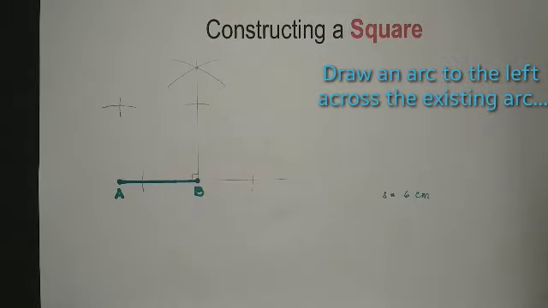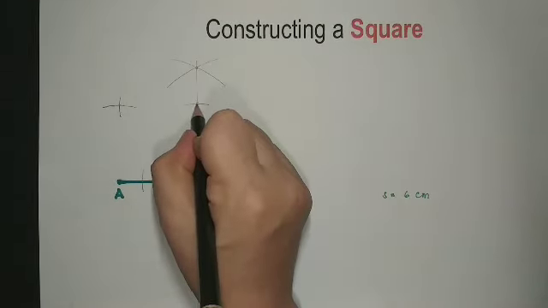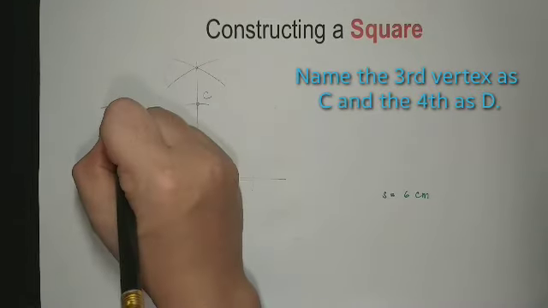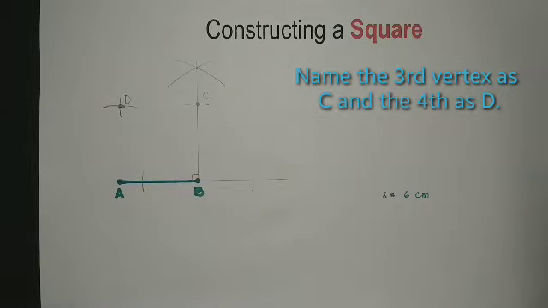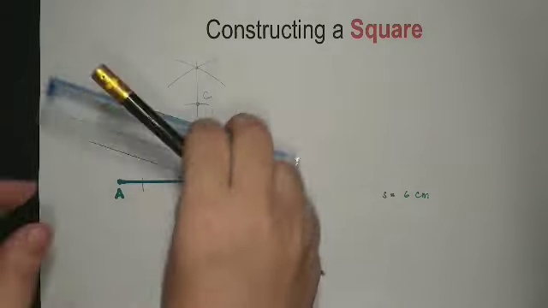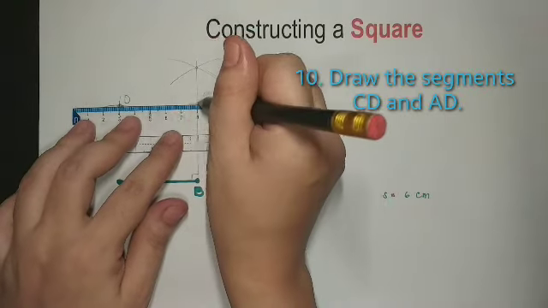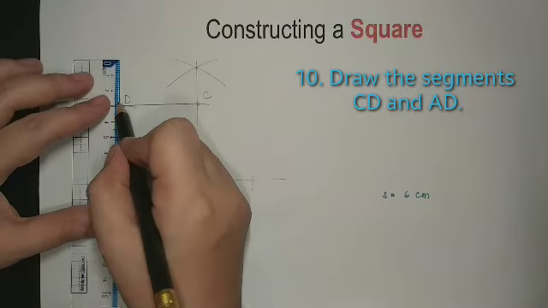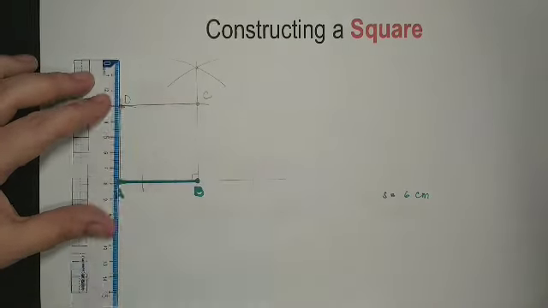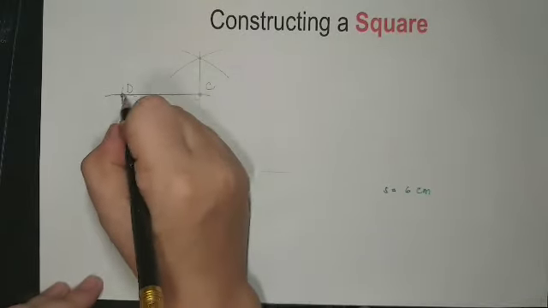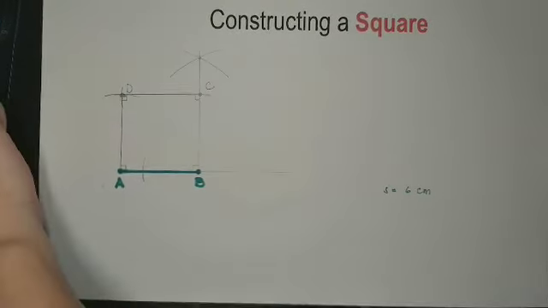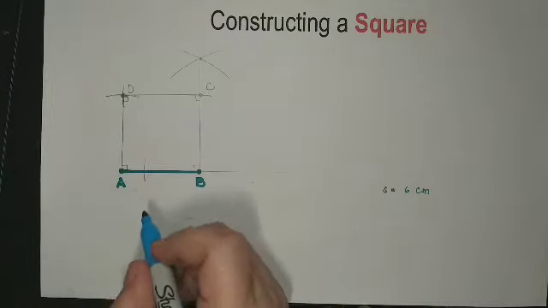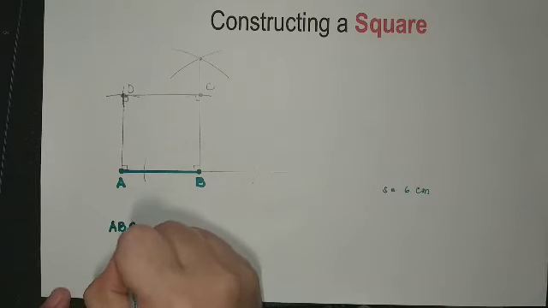So we have now created two more points, this point and this point. Let's name this point C and this point D. And now the next step is to connect these points to finish our square. So this is CD and this is the segment AD. So we know that these angles are also 90 degrees. Therefore, we have created here a polygon which is a square, and we can name it square ABCD.